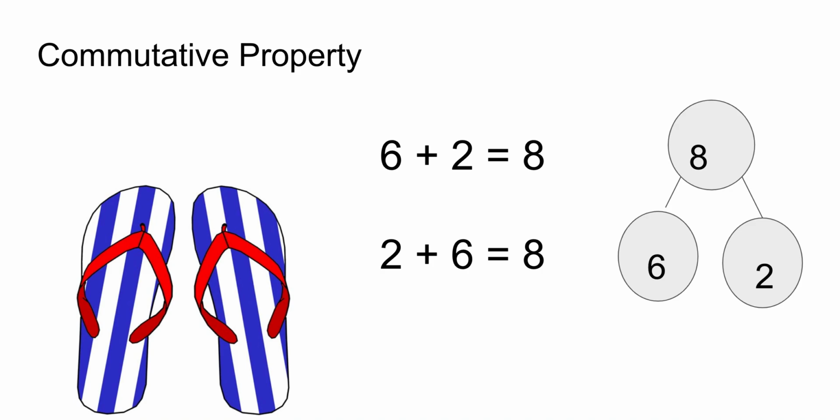So this one we have 6 plus 2 equals 8. And if you look over at the number bond, we have our 8 as our sum, and then our two addends are the 6 and the 2. And we can flip-flop the addends 6 and 2 into 2 plus 6, and it equals the exact same sum. So that, again, is called the commutative property.